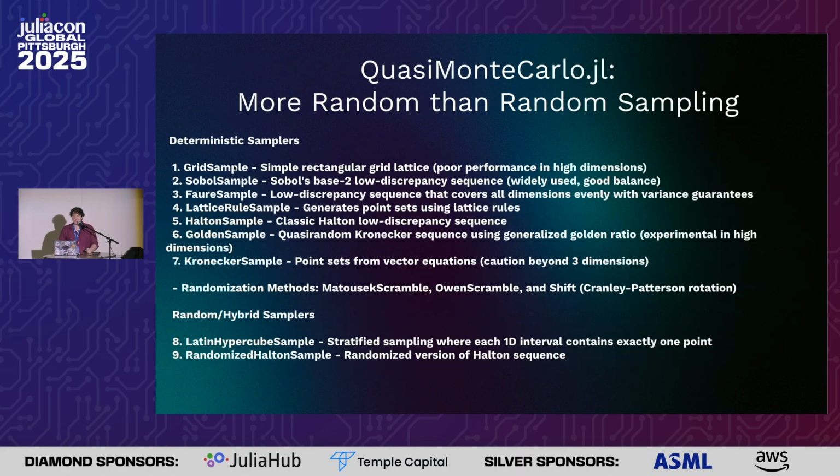But then the other methods, like Sobol sampling, lattice rule sampling, golden samples, Kronecker samples, these are the kinds of samplers that you can use to effectively look across large-scale spaces in a way that is spaced out and has these nice properties. And there's some randomizations to it as well. There's details in there, but that's as much as I'll go.